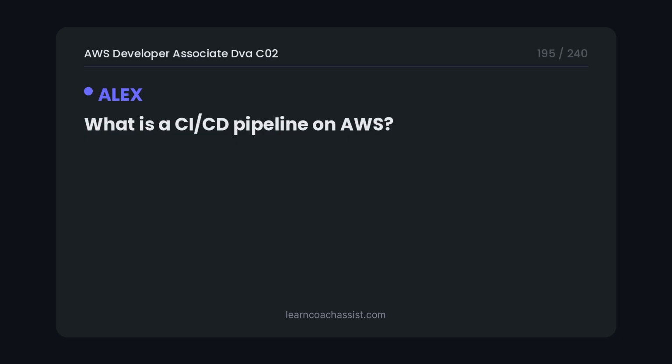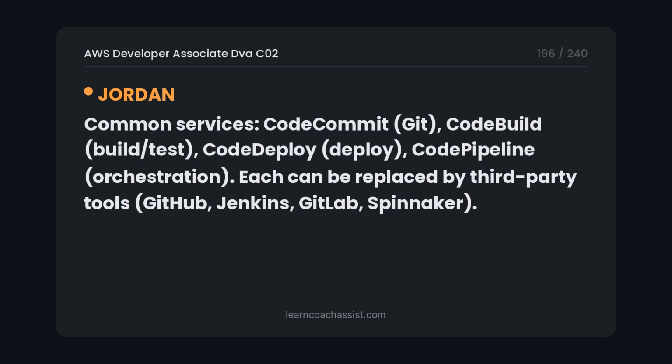What is a CI/CD pipeline on AWS? Common services: CodeCommit, Git; CodeBuild, build/test; CodeDeploy; CodePipeline, orchestration. Each can be replaced by third-party tools: GitHub, Jenkins, GitLab, Spinnaker.